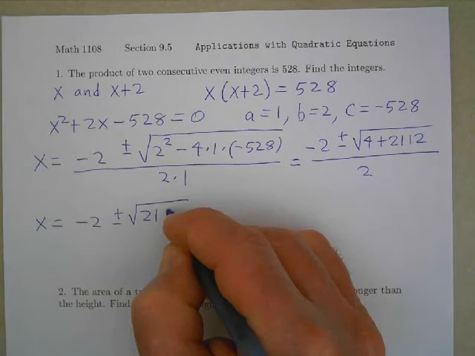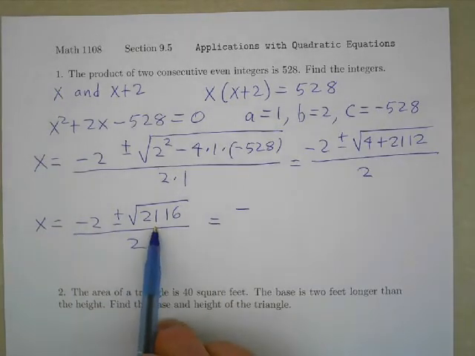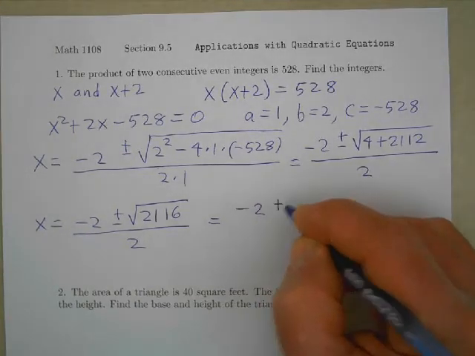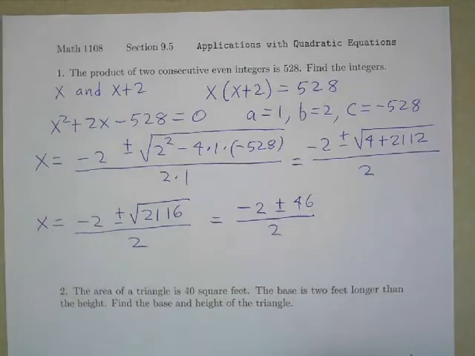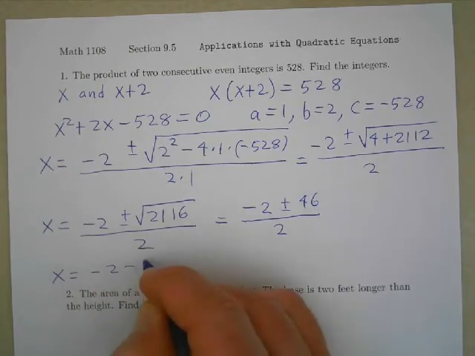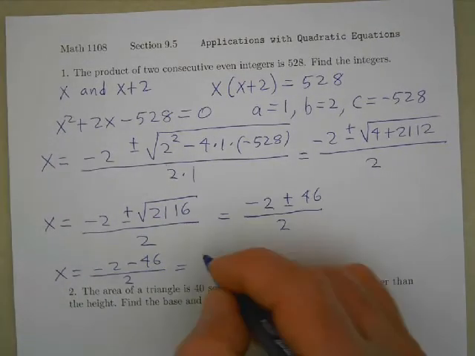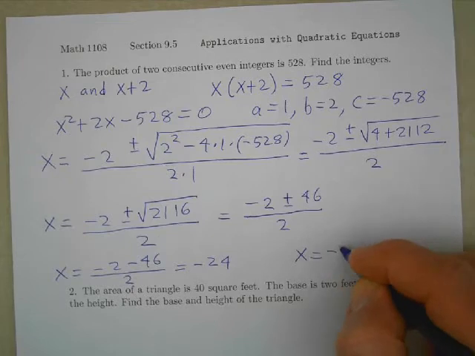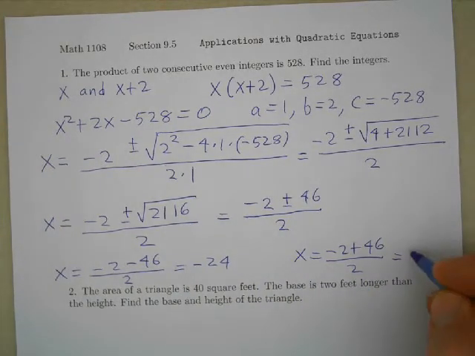Then we have x equals negative 2 plus and minus the square root of 2116, all divided by 2, and the square root of 2116 simplifies to 46. You can use a high-powered calculator to compute that. So in the numerator, negative 2 plus and minus 46 divided by 2. One of the solutions is x equals negative 2 minus 46 divided by 2, which is negative 48 divided by 2, or negative 24. And the other solution is x equals negative 2 plus 46 divided by 2, or 44 divided by 2, which is positive 22.